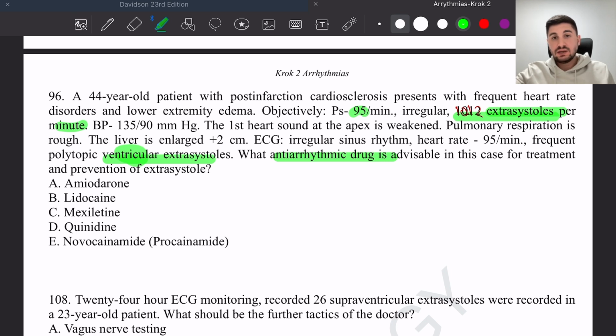So here we have clearly symptomatic extrasystole that is happening a lot per minute. So we need something to prevent them. This is amiodarone.